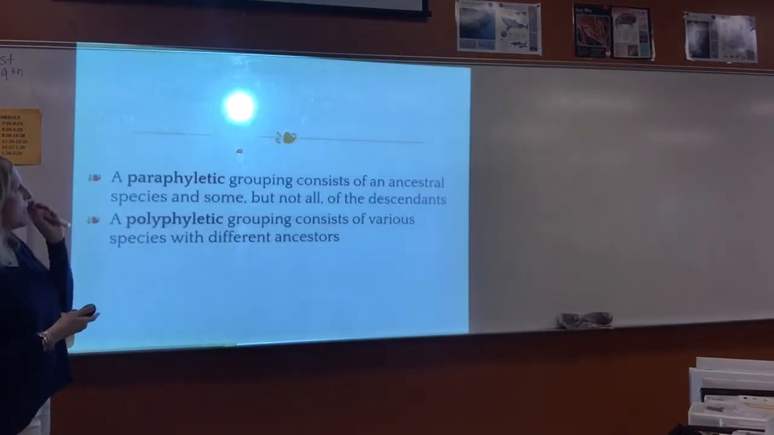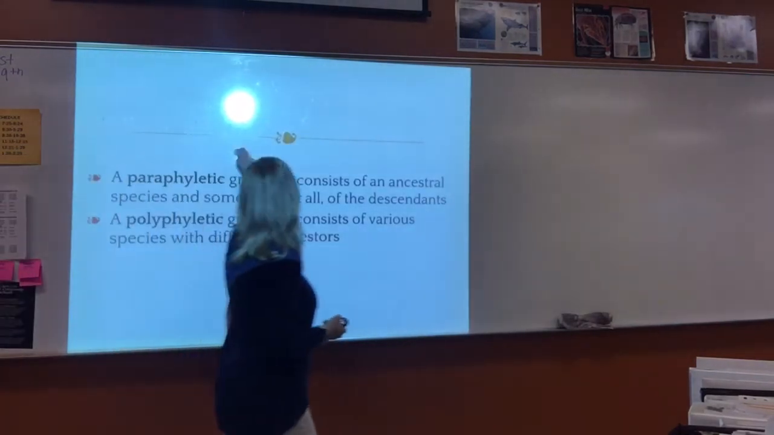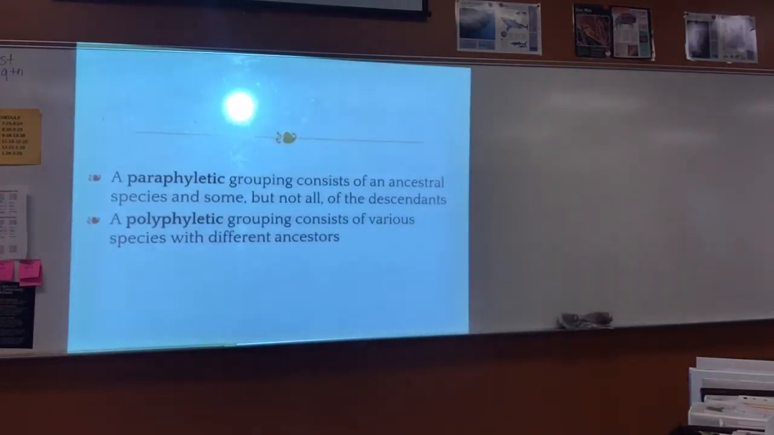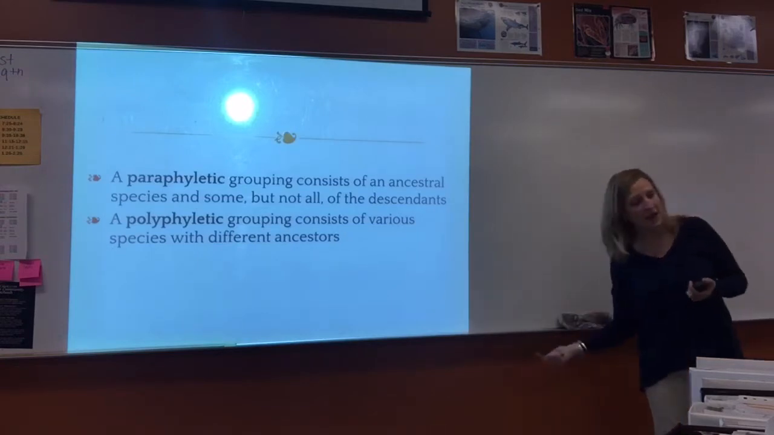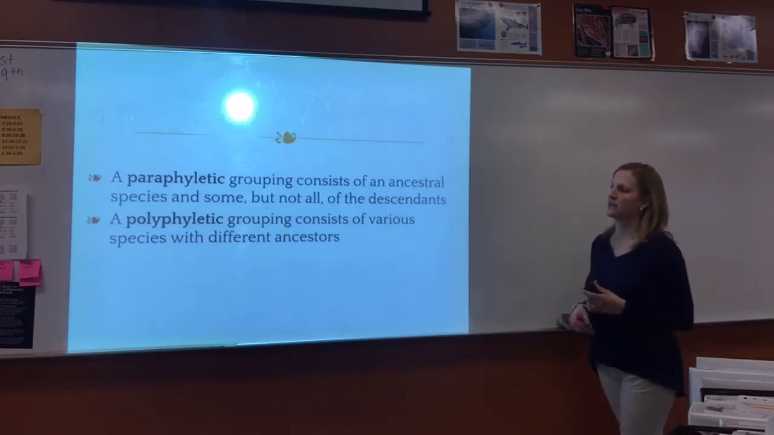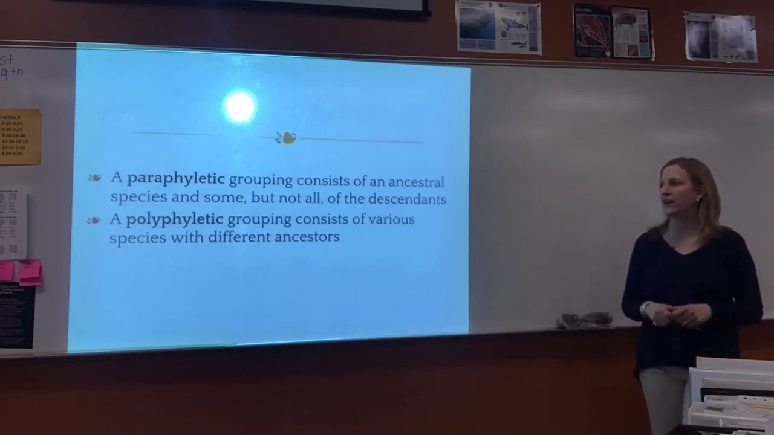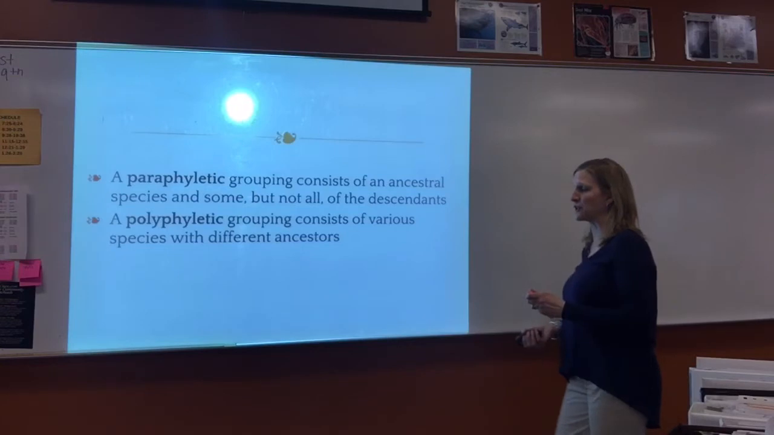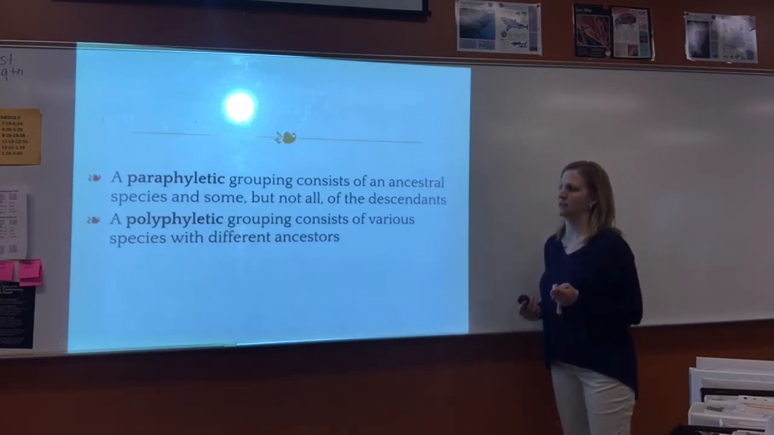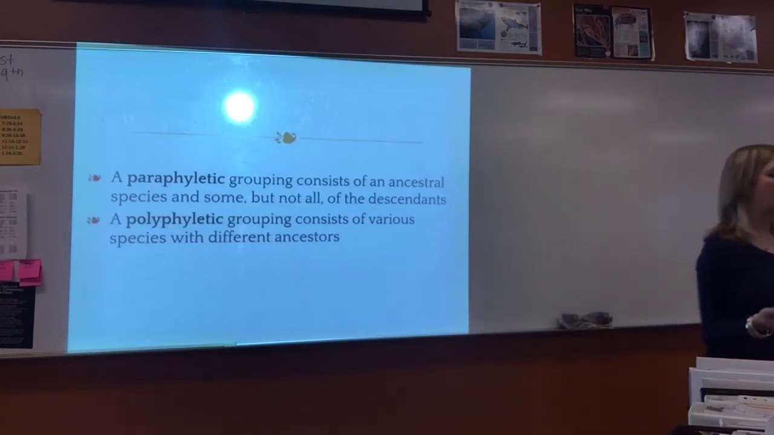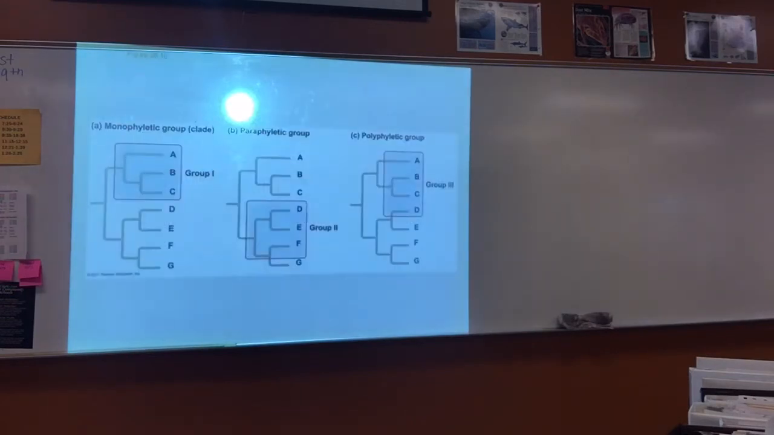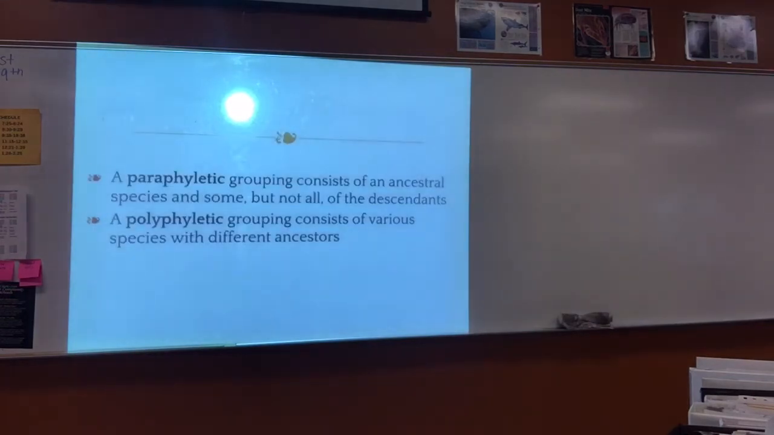There are two other types of groups. One, called paraphyletic, consists of an ancestral species and only some, but not all, of the descendants. And a polyphyletic grouping consists of various species with different ancestors. So that doesn't include a common ancestor.